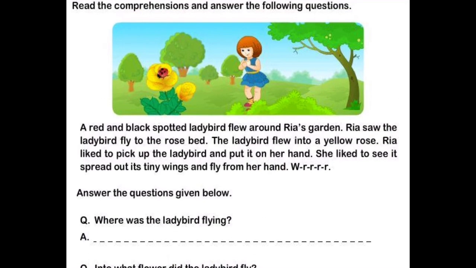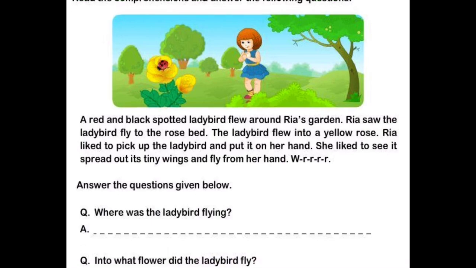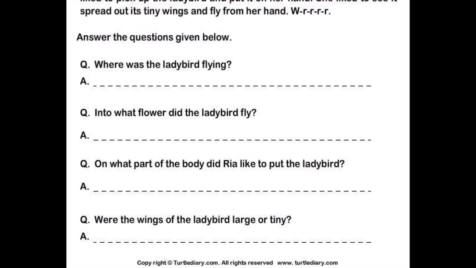A red and black spotted ladybird flew around Ria's garden. Ria saw the ladybird fly to the rose bed. The ladybird flew into a yellow rose. Ria liked to pick up the ladybird and put it on her head, on her hand. She liked to see it spread out its tiny wings and fly from her hand. Alright? Now read all the questions again and write their answers.